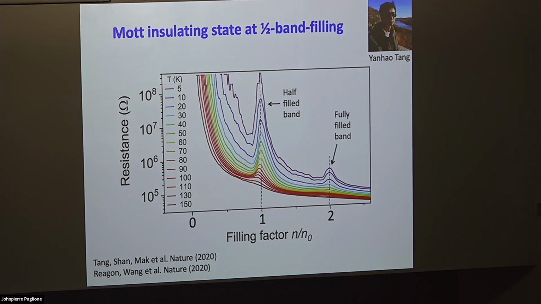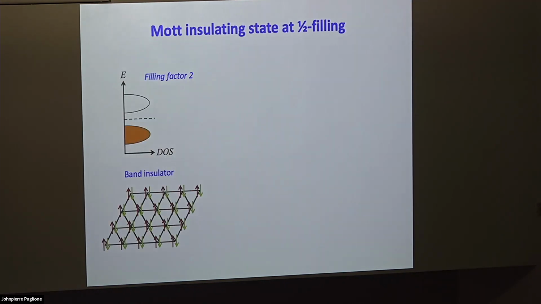And I just want to point out two prominent features. There are two resistance peaks. One very prominent resistance peak at 1 electron per atom, and then another resistance peak at 2 electrons per atom. So these are the only two features, and these are the two prominent insulating states in the system. So what are they?